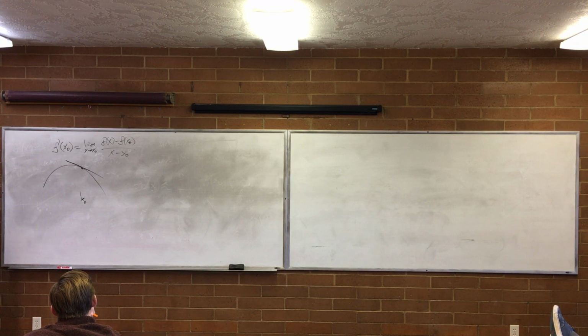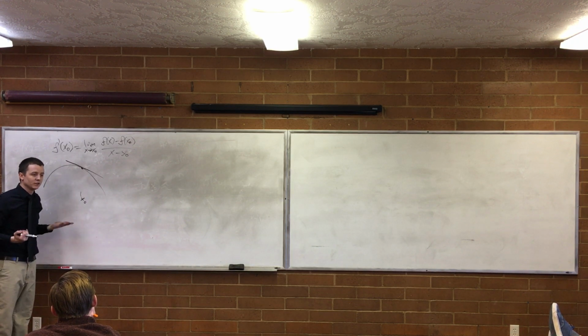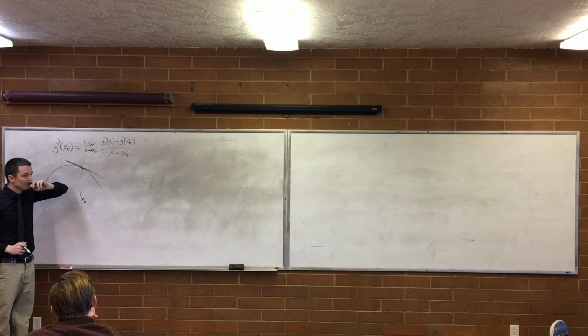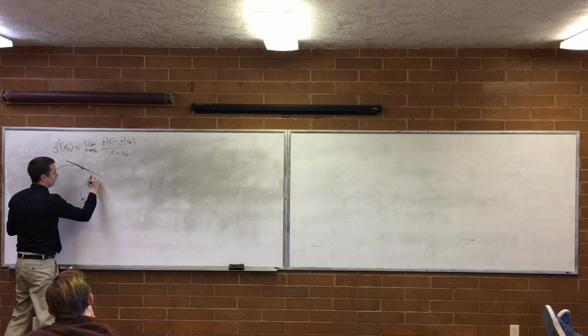Because we don't have a definition yet; this is intuition for what a tangent line is. We're going to have to come up with a definition for what a tangent line is, and it's going to be this. But what's happening here?